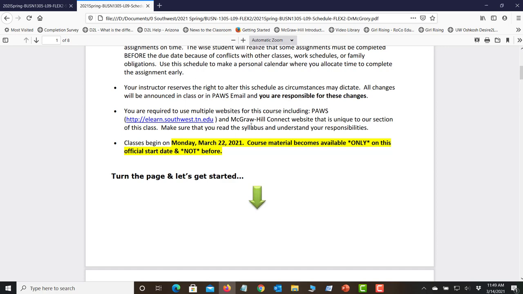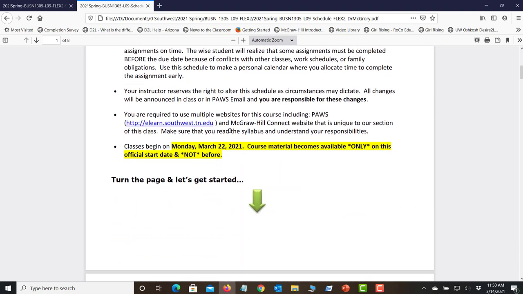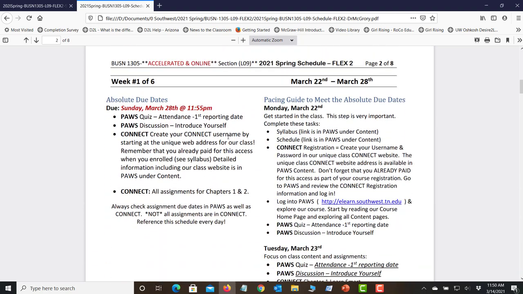Okay. Now, sometimes people look at this first page and they go, oh, this is just a really long document and I'm not going to read it. And if you do that, you will miss the actual schedule. Okay, so this is the schedule. Week 1 of 6. So 6 weeks is over, right? So you've got to hit the ground running is all that means.